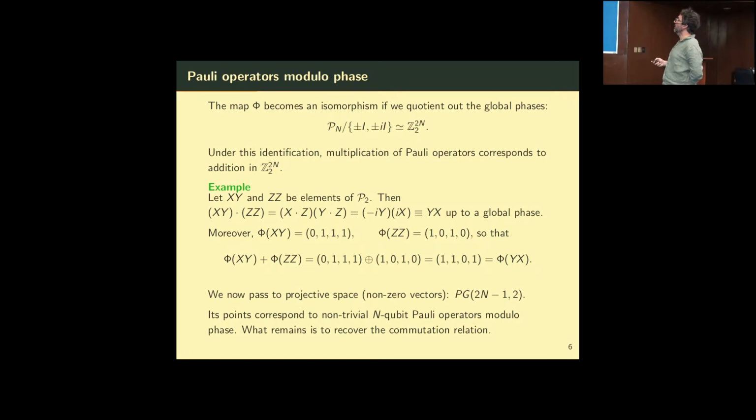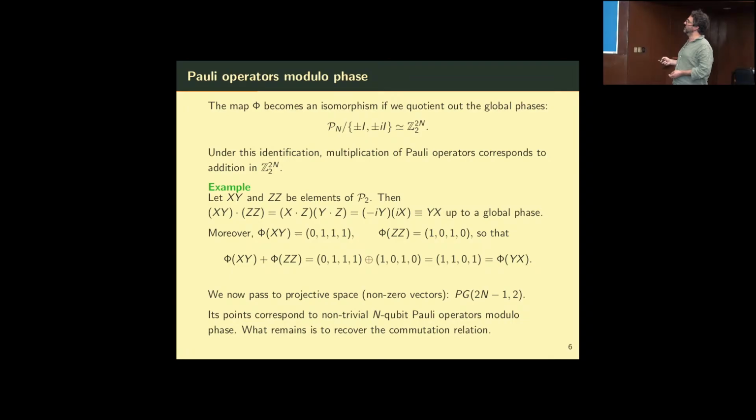Okay? Well, if you use the map, remember X is encoded by 0, 1, Y is encoded by 1, 1, so you get this 4-component vector, and Z is encoded by 1, 0, 1, 0, so you get ZZ. And now you take the sum mod 2 of these two vectors, 0, 1, 1, 1 plus 1, 0, 1, 0, you get 1, 1, 0, 1, which is exactly the image of YX, because Y is 1, 1, X is 0, 1. So this map maps your n-qubit Pauli operators to vectors, and it maps your product of operators to sum. Okay? And there is a little subtlety.